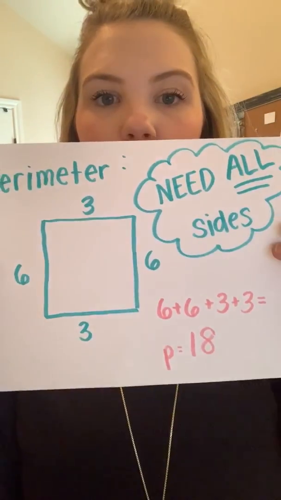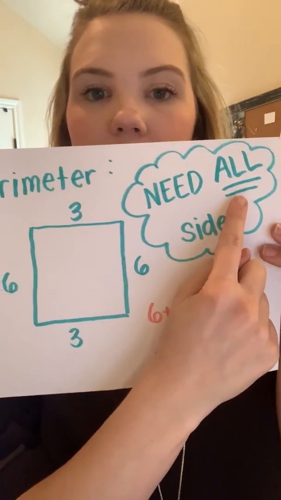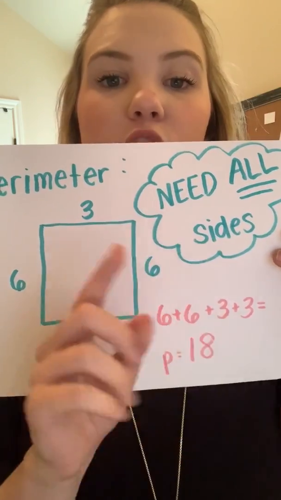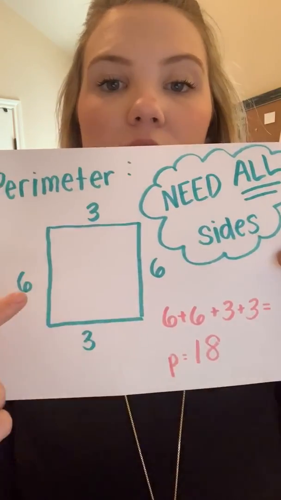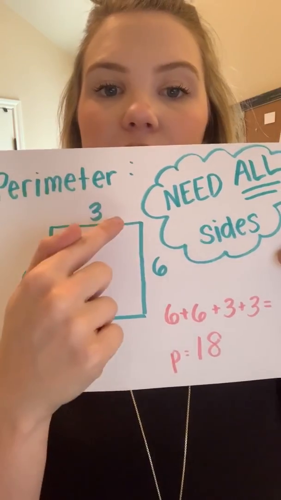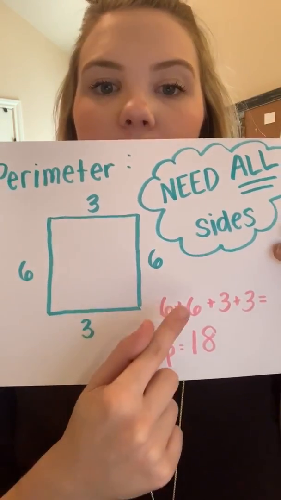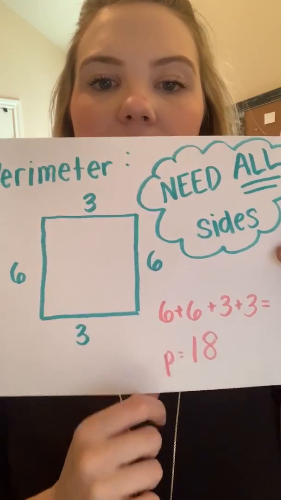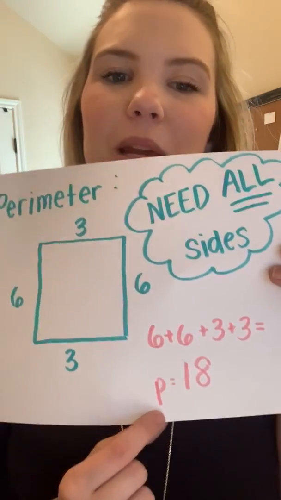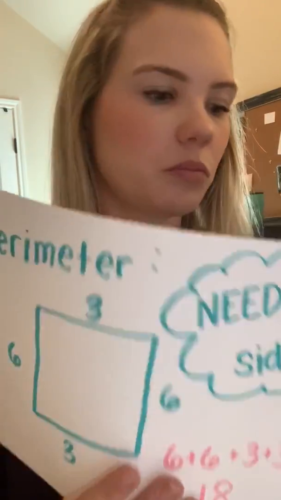For perimeter, you need all the sides. So if all of the sides aren't labeled, it's your job before you do anything else to label all the sides. So on this one, it does already have all the sides labeled for us. So we add 6 plus 6 plus 3 plus 3 equals 18. So remember, we use equals for P equals 18.